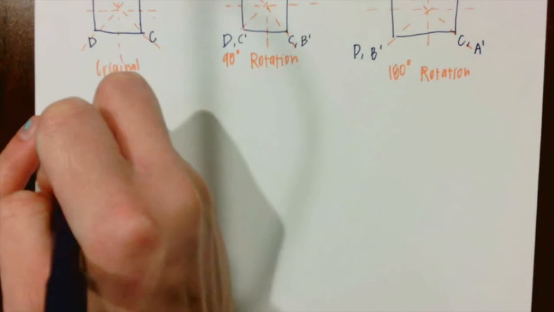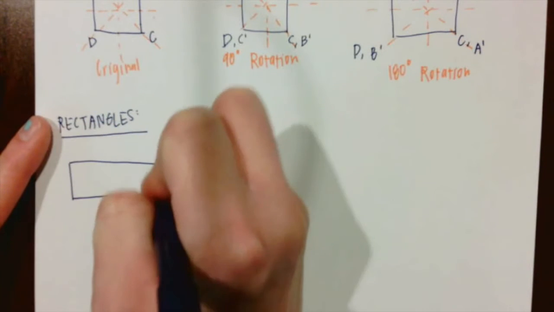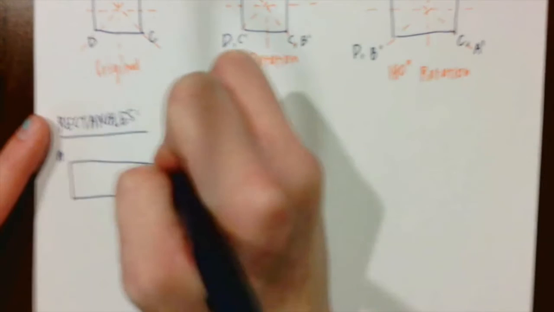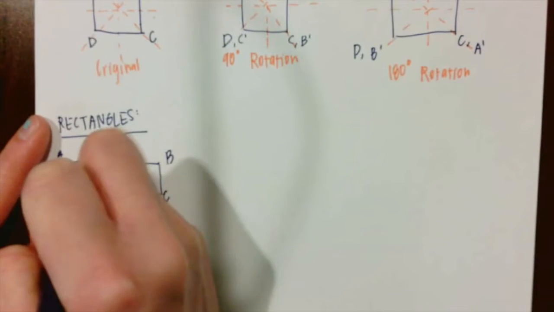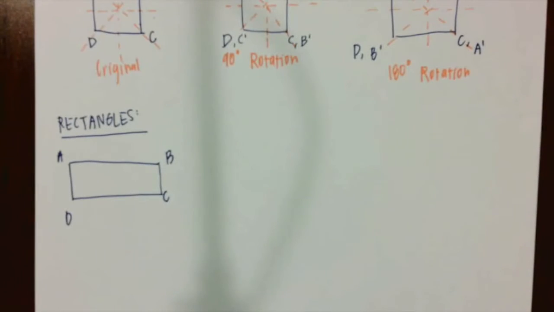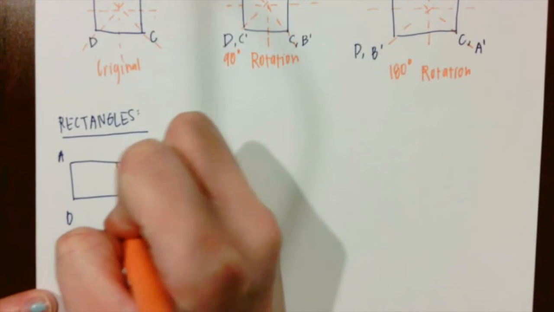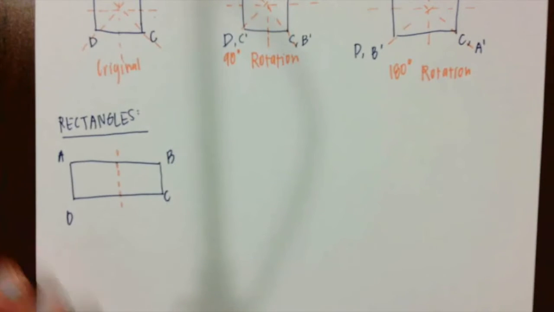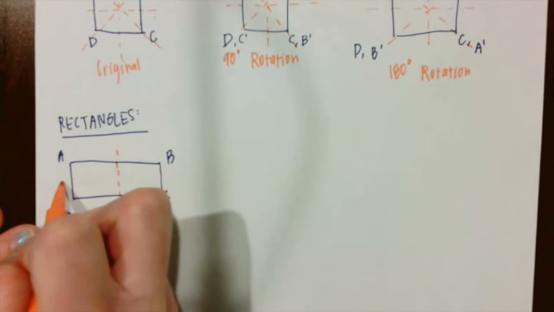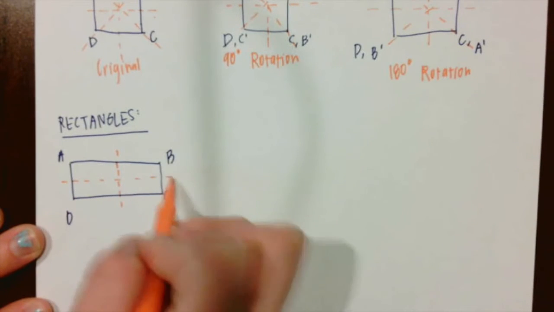So I'm going to start out with my original that has A, B, C, and D. And if I were to fold this rectangle in half, I could fold it in half and have it perfectly overlap right down the middle, going up and down, or right down the middle, going side to side.